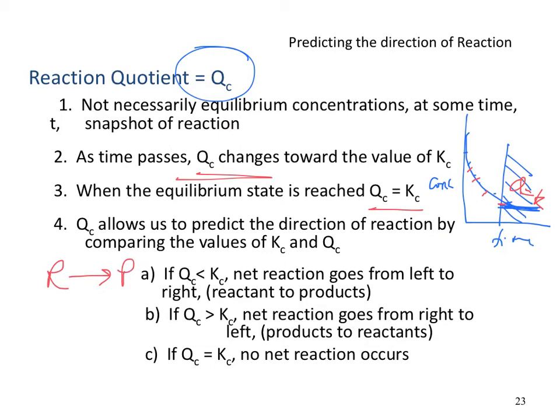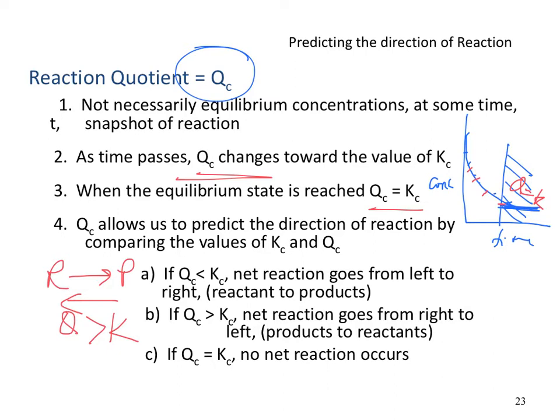On the other hand, if your Qc, if your reaction quotient becomes more than the equilibrium constant, then it's the backward reaction which has triggered off. So products are getting converted into the reactants. And on the other hand, if the two are exactly equal, you say that no net reaction takes place, or we have basically hit the equilibrium.